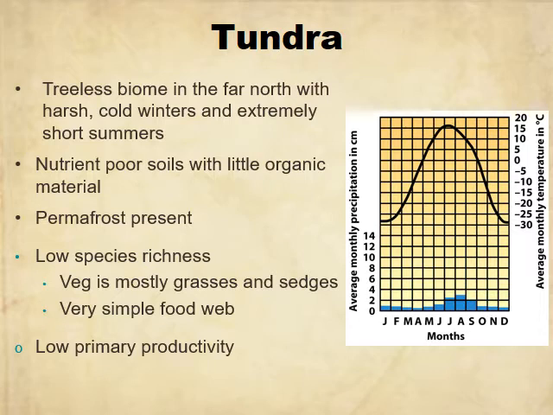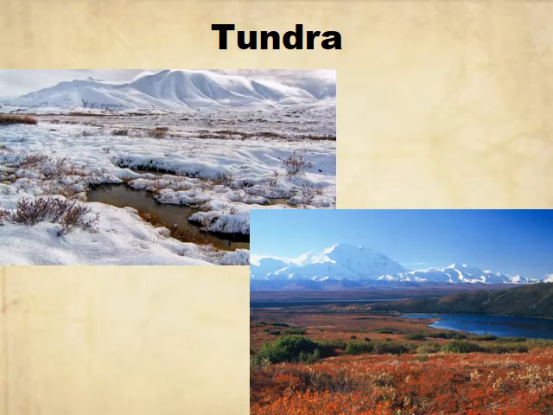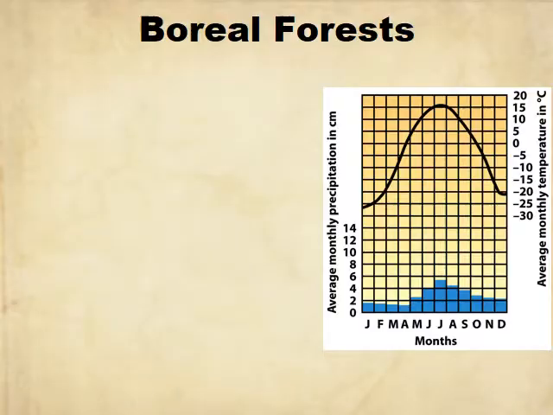You have permafrost, which means that the tundra is permanently frozen about 6 to 12 inches underneath the ground. Very low primary productivity, nutrient poor soils, a super short growing season. Sometimes covered in snow, sometimes not covered in snow.